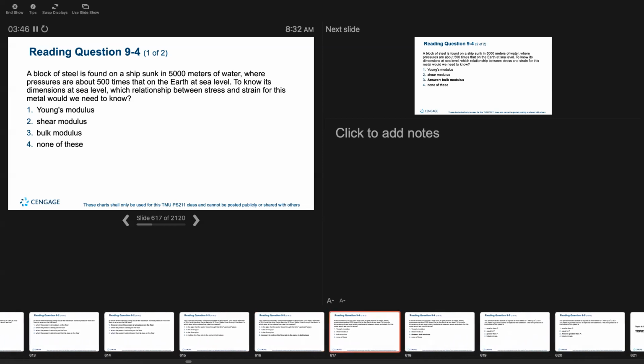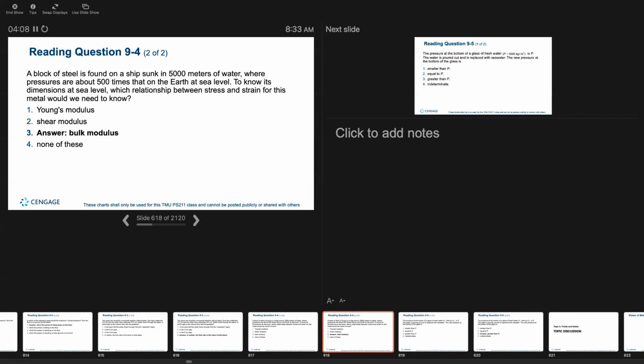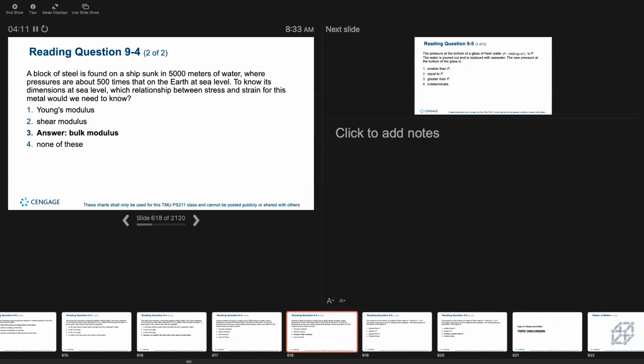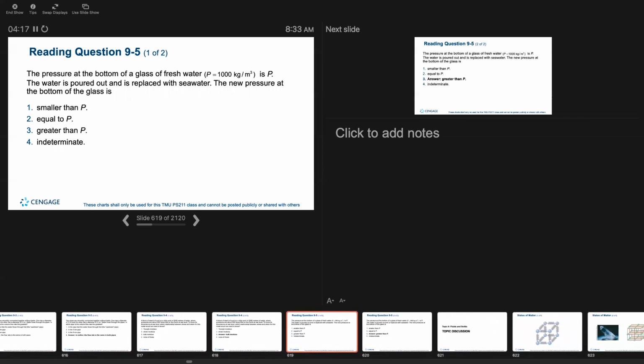And for this one, a block of steel is found on a ship sunken in 5,000 meters of water where the pressures are about 500 times that of Earth at sea level. To know its dimension at sea level, which relationship between stress and strain for the metal would you need to know? The answer is the bulk modulus. So we're talking about solids and liquids here.